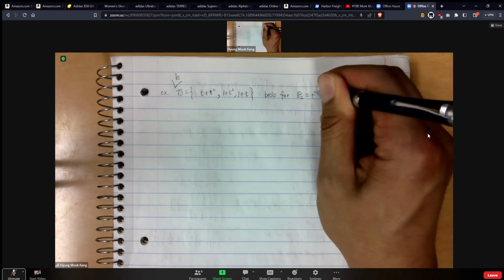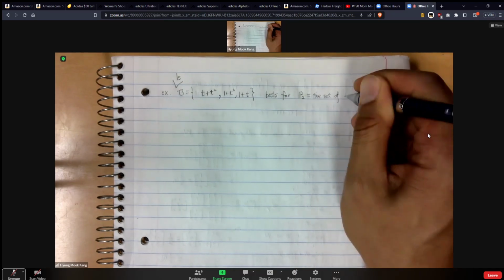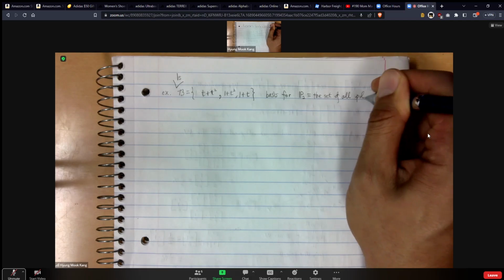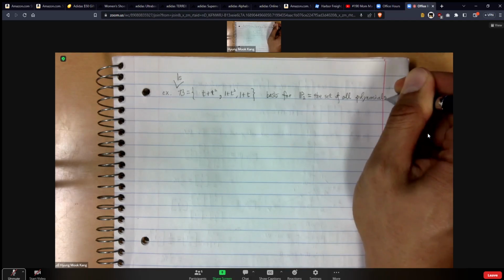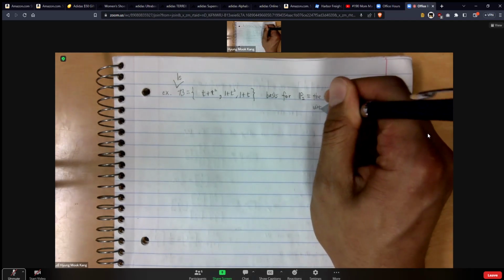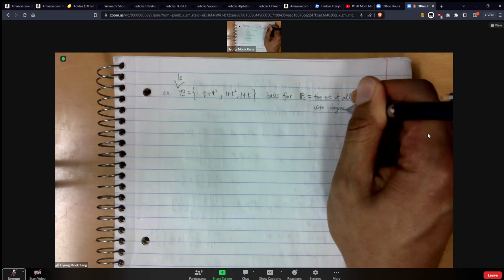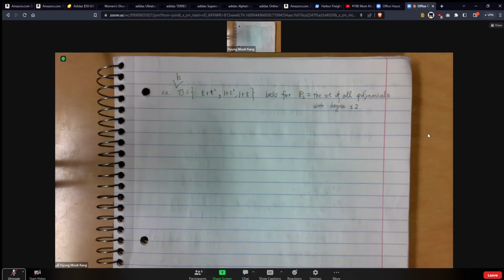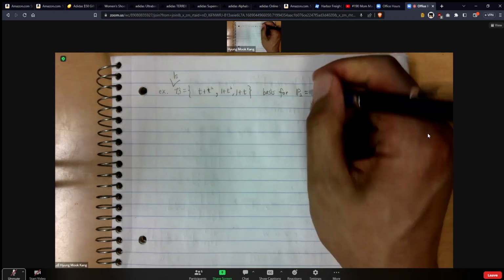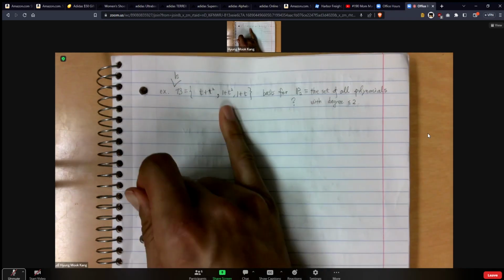So this is the set of all polynomials with degree less than or equal to 2. We got the polynomials t plus t squared, 1 plus t squared, and 1 plus t.